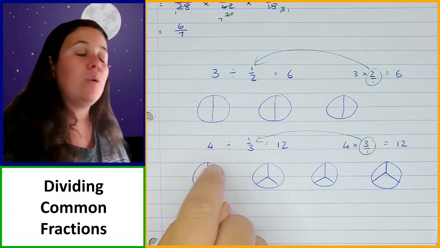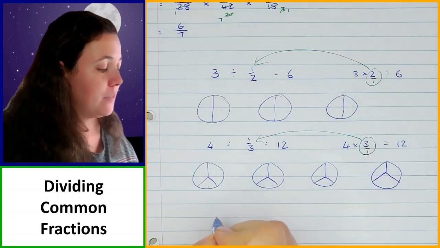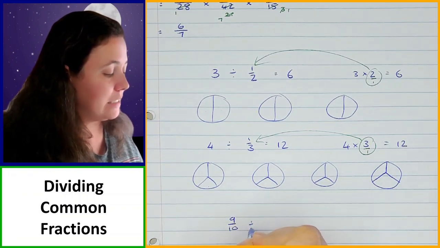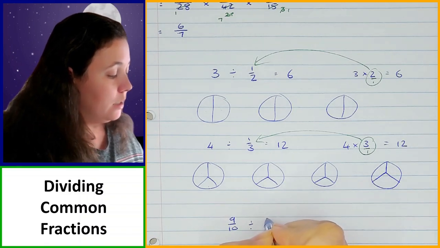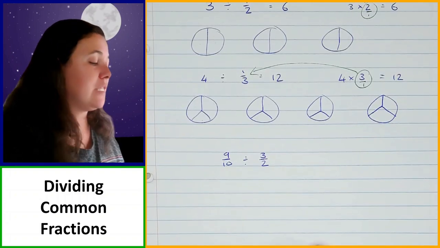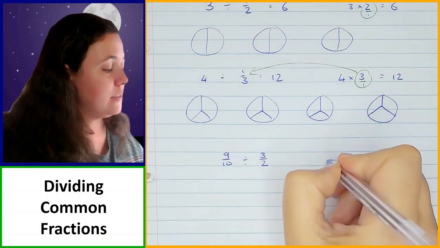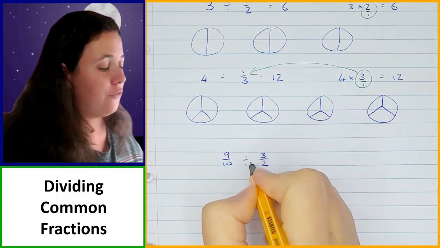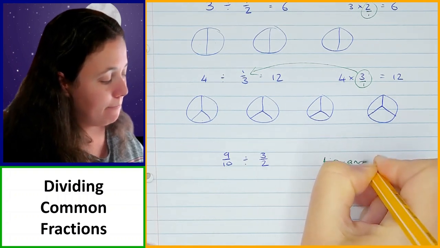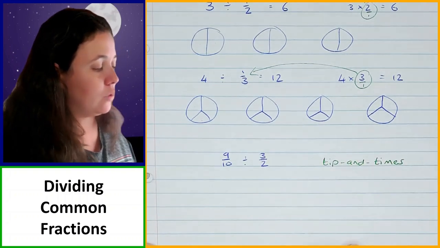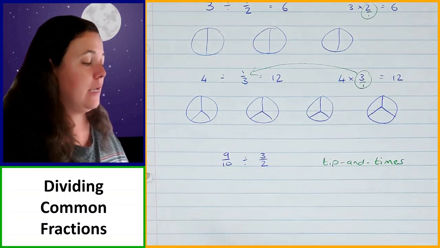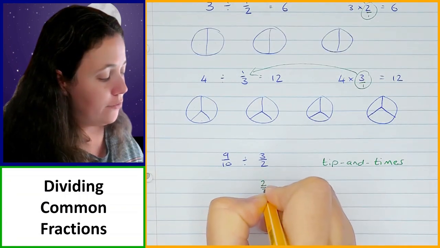So what we do is we tip and times. So if I have a question like this, 9 over 10 divided by 3 over 2. Okay, I'm going to tip and times. Tip and times is tipping over the fraction that goes directly after the divide sign. Okay, so we're going to tip this one over, like we were doing over there. We have the inverse. It's going to change to 2 over 3.